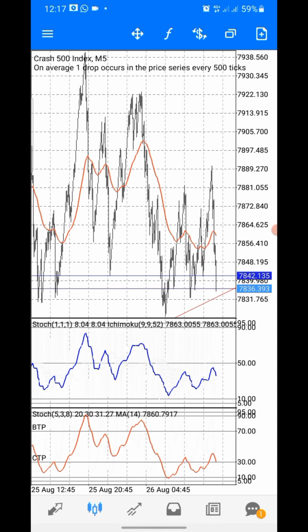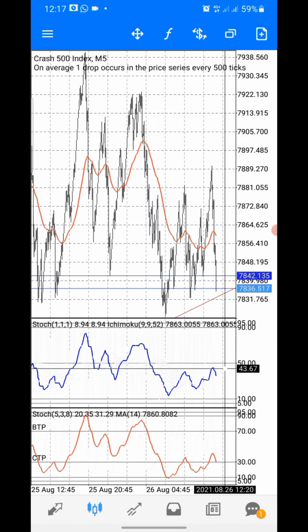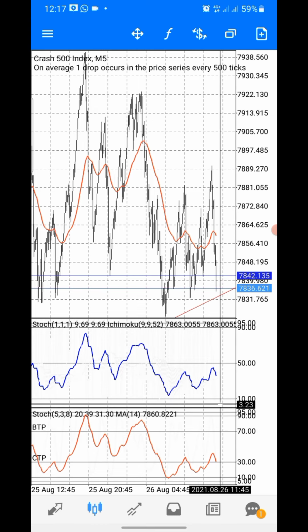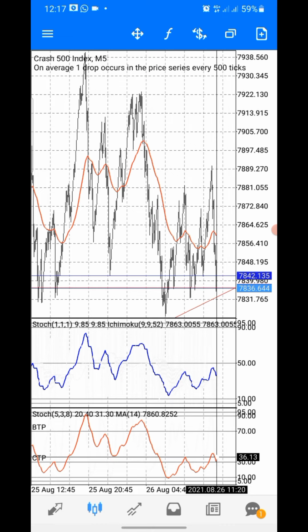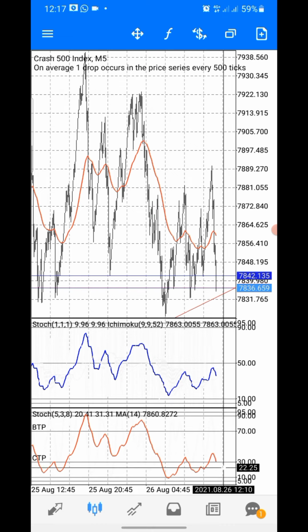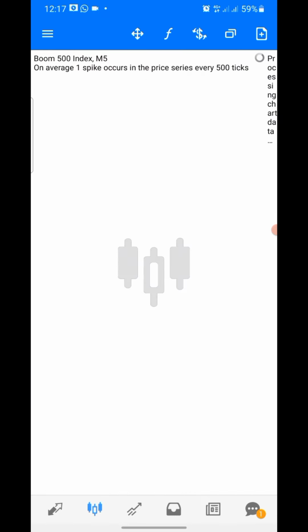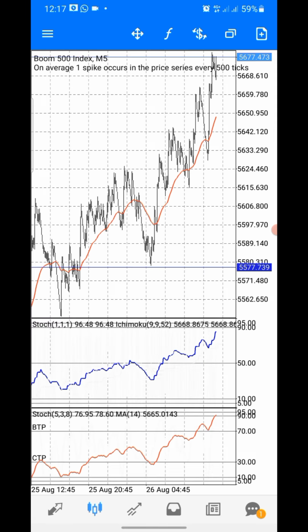So if we go to Crash 500, right now the conditions are yet to be met. Once the Ichimoku is within the 10 and 5 stochastic line, and the moving average also is within the 10 and 5 stochastic line, we opt in on a buy. The same thing happens for boom. Now for Boom 500, now this is Boom 500.